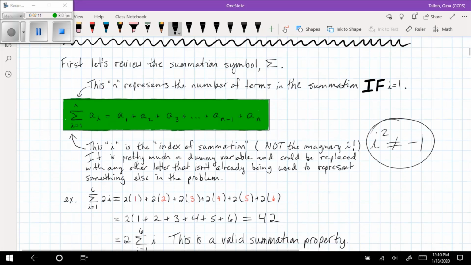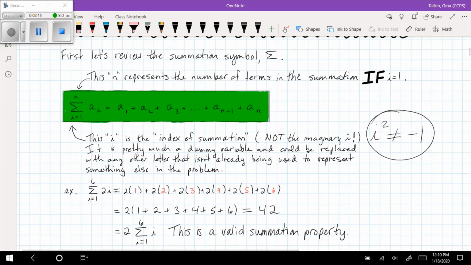So let's take a peek at this next example. We have the summation as i goes from 1 to 6 of 2i. Since the i is starting at 1, I'm going to have 6 terms in my summation. So I set this up, repeating the 2i process with open parentheses in place of i. So I have 2 open parentheses, plus 2 open parentheses, plus 2 open parentheses, plus 2 open parentheses, plus 2 open parentheses, and then plus 2 open parentheses. Notice I have 6 terms that I'm adding up.